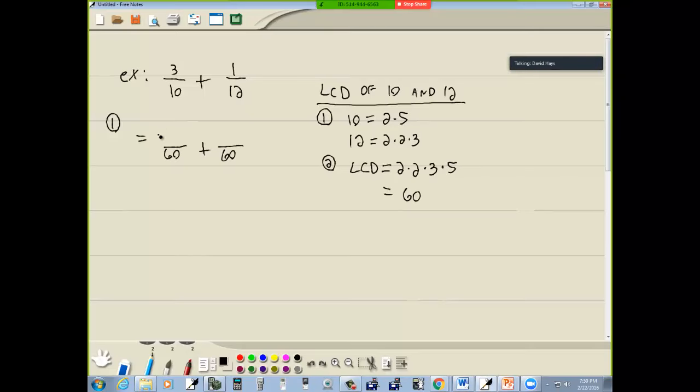Now you look at your old denominator and you ask, what does that multiply by to get the new denominator? Well, we multiplied 10 by 6, so we have to multiply the top part by 6. Mathematical principle behind that is whatever you multiply by the denominator, you have to multiply by the numerator. On our second fraction, we multiplied the old denominator by 5 to get 60, so we have to multiply the top part by 5. So that gives us 18 over 60 plus 5 over 60.